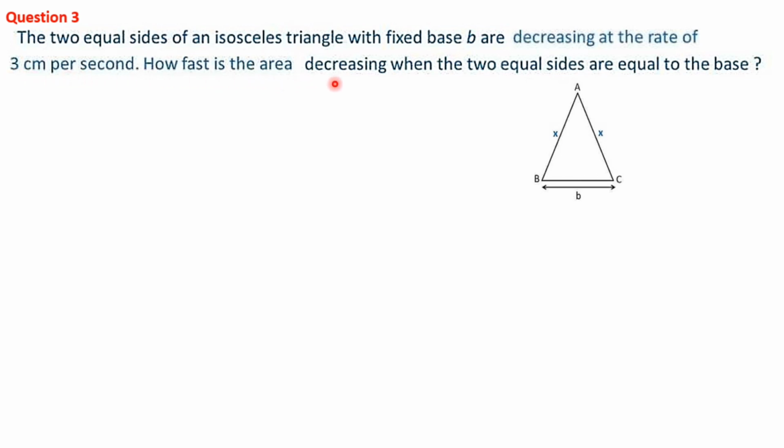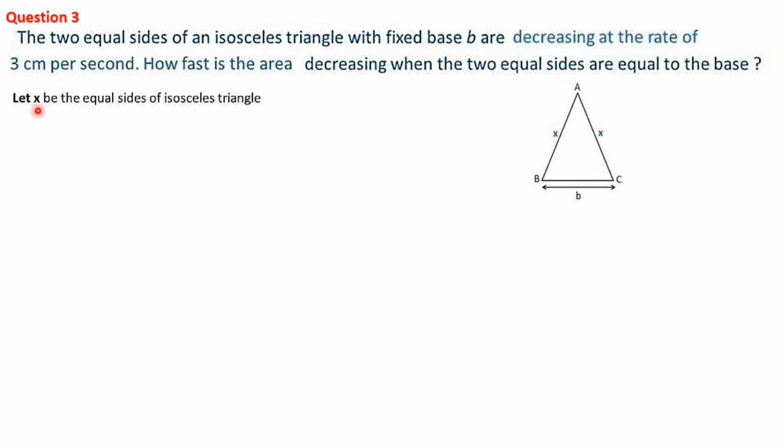How fast is the area decreasing? Means dA by dt, A stands for area, dA by dt, when the two equal sides are equal to the base, means when x is equal to b. So we have to find out dA by dt at x is equal to b. This is what the question is. So we have to find out dA by dt when x is equal to b.